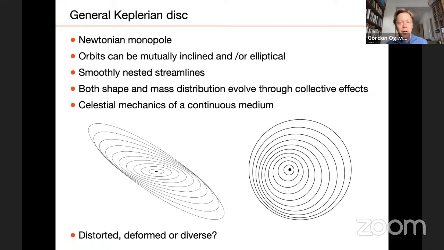Okay, well, we're actually hosting a workshop next week in Cambridge, a virtual workshop, which is entitled The Dynamics of Distorted Disks. And these have sometimes been called distorted or deformed, but perhaps we should just think of these as more diverse and think about the diversity of Keplerian disks that are possible in nature.